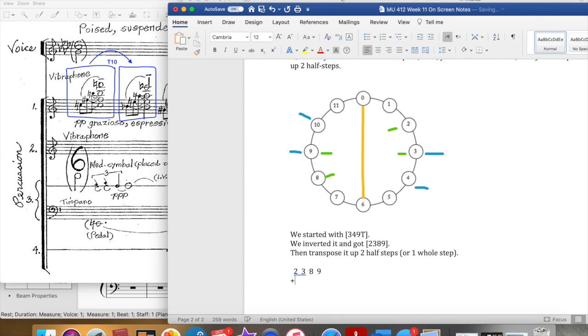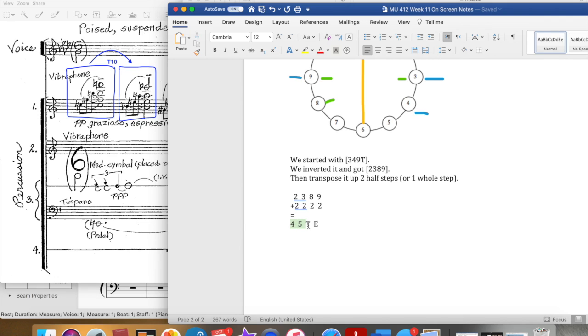If I add 2 to each of those, then I get altogether 2 and 2 is 4, 3 and 2 is 5, 8 and 2 is 10, 9 and 2 is 11. Oops. 4, 5, 10, 11. So that's actually our next, that's how you would express that relationship.